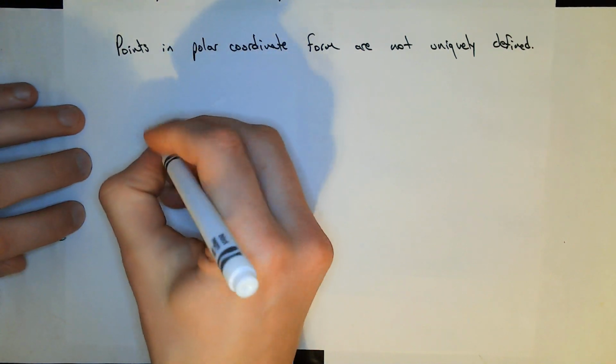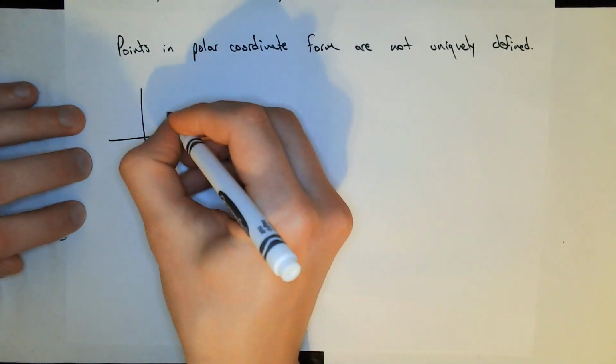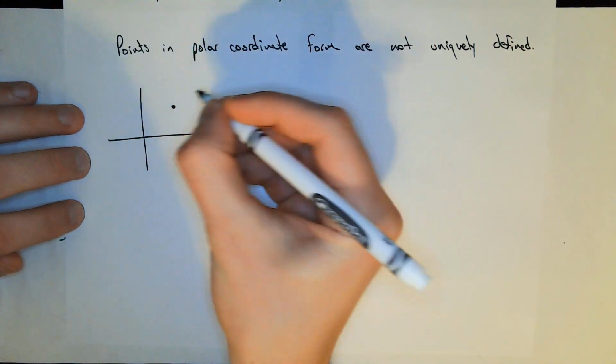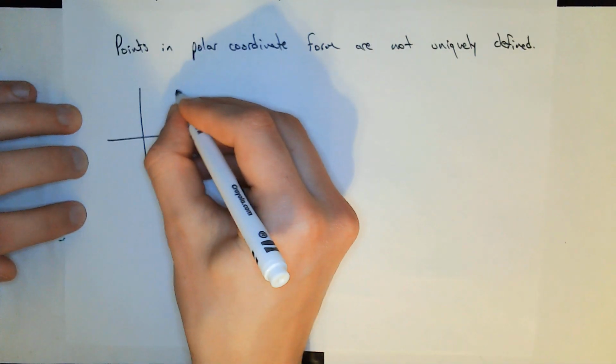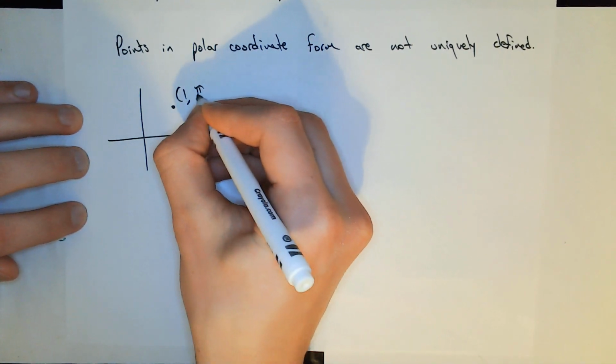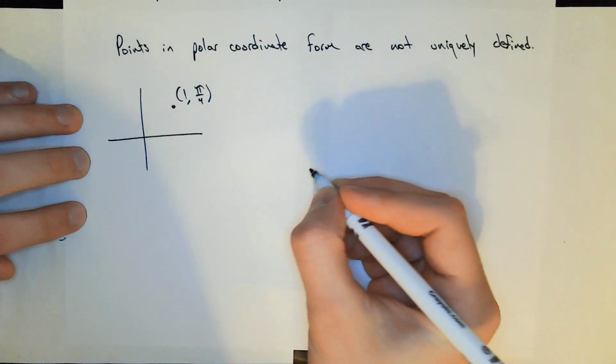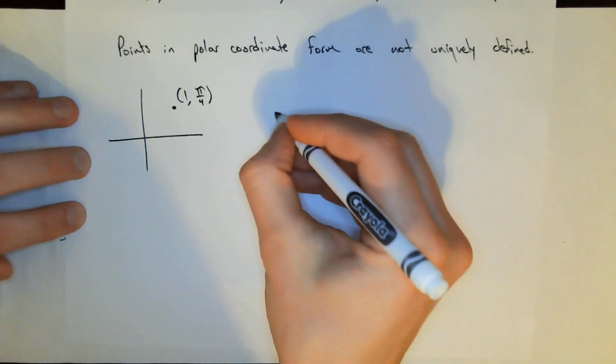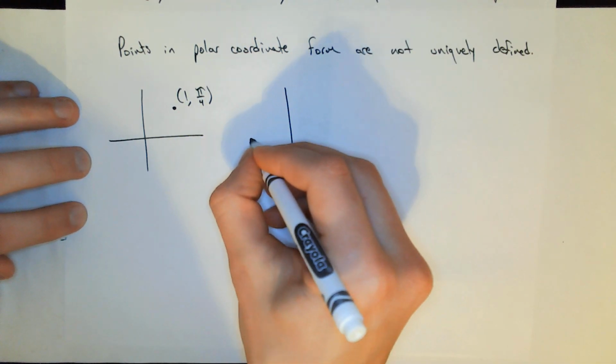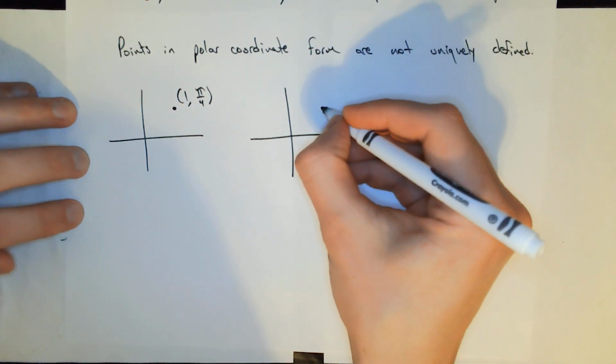And that means that you can find multiple ways to define the same point. So just to take an easy example, let's just take a pi on 4. Let's just do 1 comma pi on 4, because that's pretty easy to deal with. This point is the same as the point, well, how can I get there two different ways?